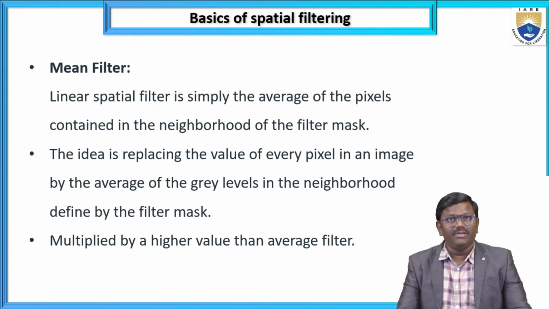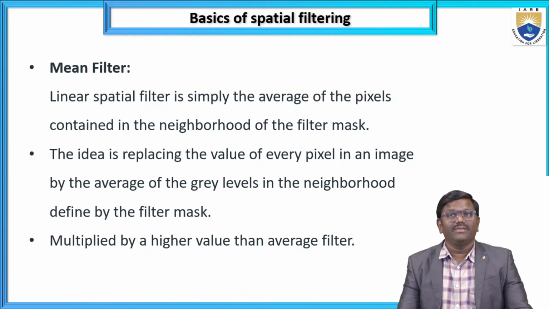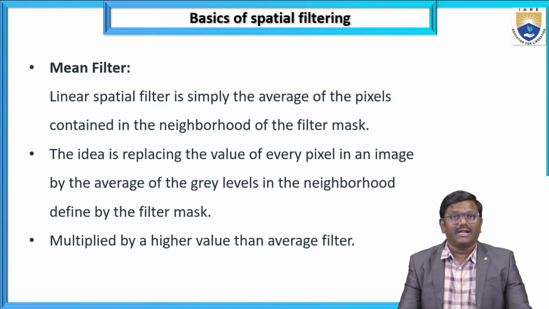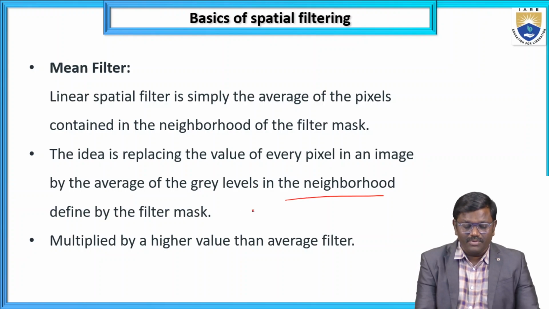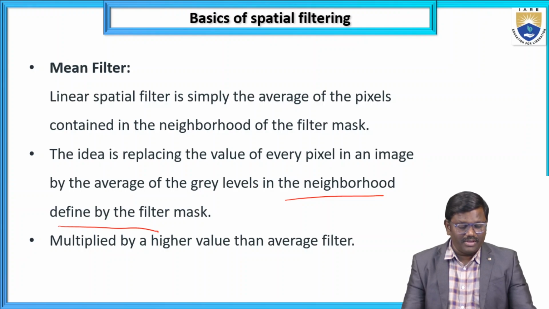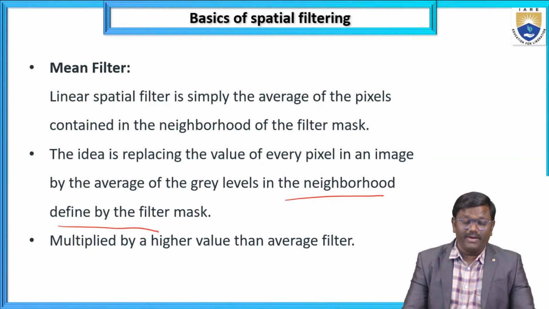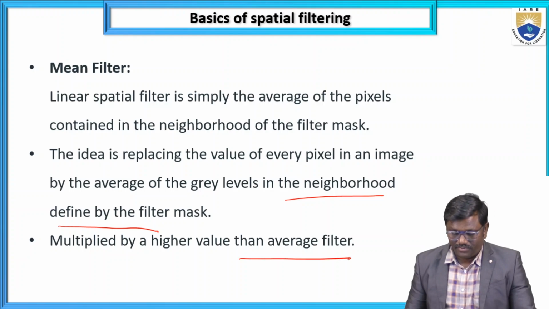So what does mean filter mean? The linear spatial filter is simply the average of the pixels contained in the neighborhood of the filter mask. That is, the idea is replacing the value of every pixel in an image by averaging the gray levels in the neighborhood defined by the filter mask. That is what we are keeping in terms of multiplied by a higher value than the average filter value.